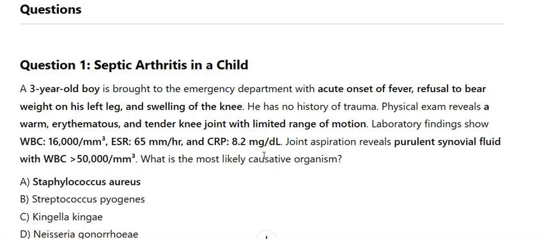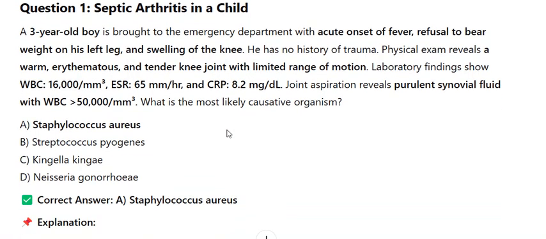Laboratory findings show WBC 16,000 per mm³, ESR 65 mm per hour, and CRP 8.2 mg/dL. Joint aspiration reveals purulent synovial fluid with WBC 50,000 per mm³. What is the most likely causative organism? A. Staphylococcus aureus, B. Streptococcus pyogenes, C. Kingella kingae, D. Neisseria gonorrhoeae.